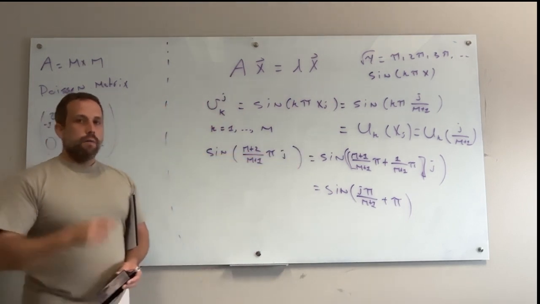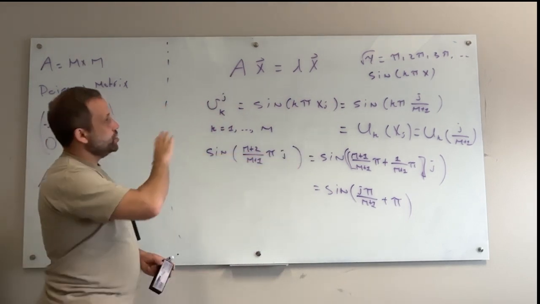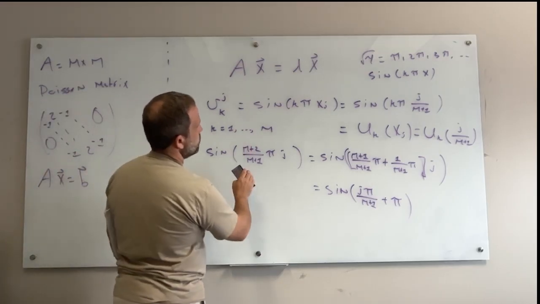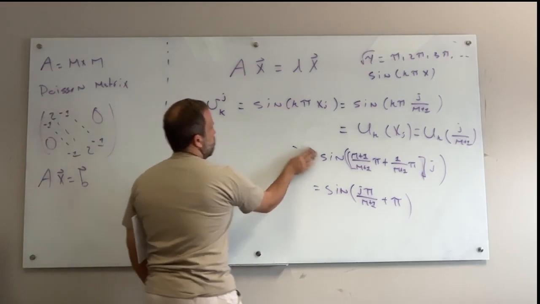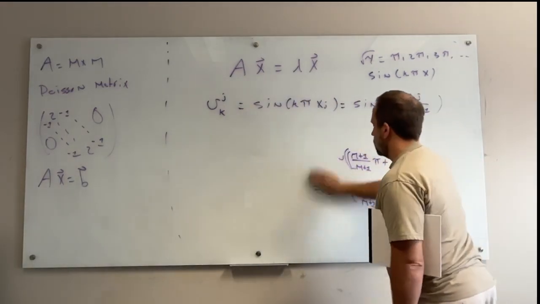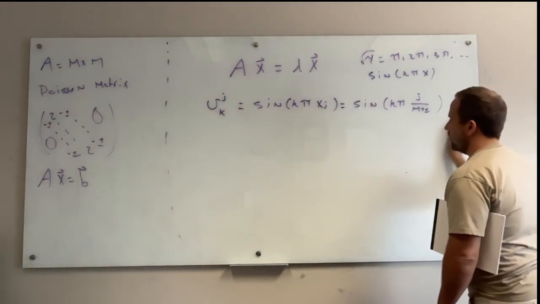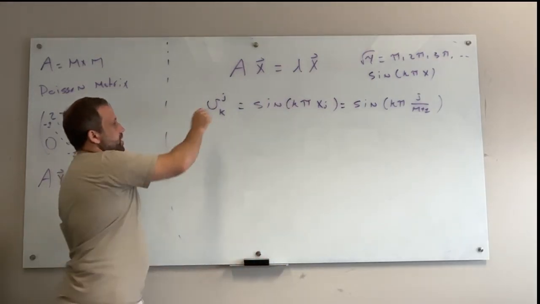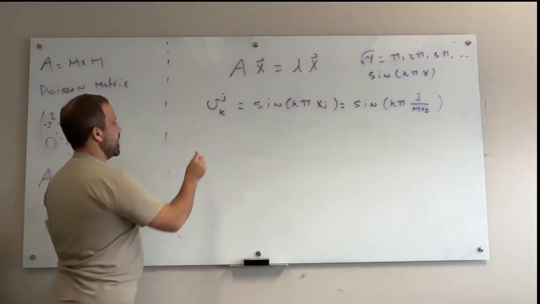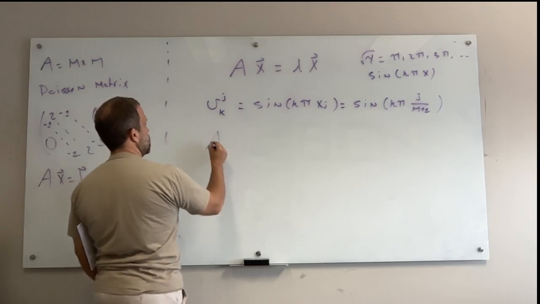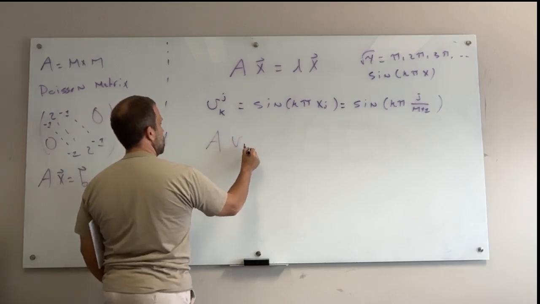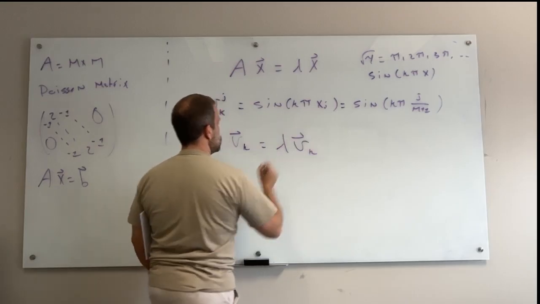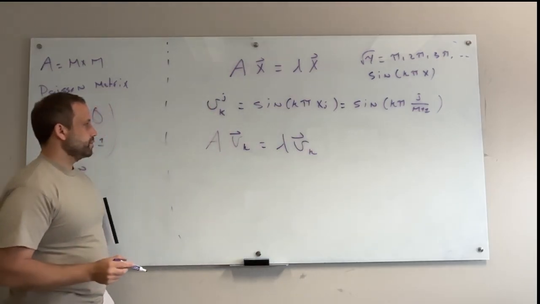Okay, but here's what we want to look at. I want to actually show that these are the eigenvectors. So how can we show that? Well, I'm going to show you what to do, and then you're going to do it. I'm going to give you an idea. What does it mean for this to be the eigenvector? Well, it means that the matrix A times the vector vk is equal to lambda times vk.